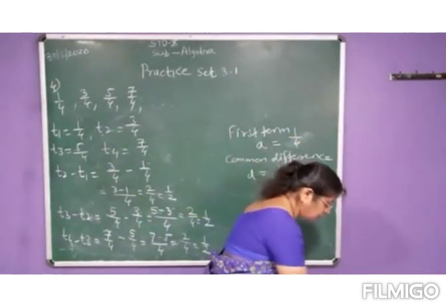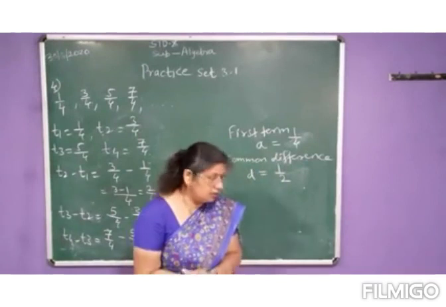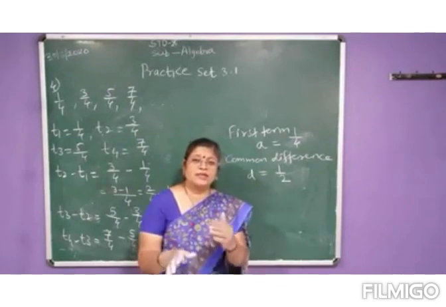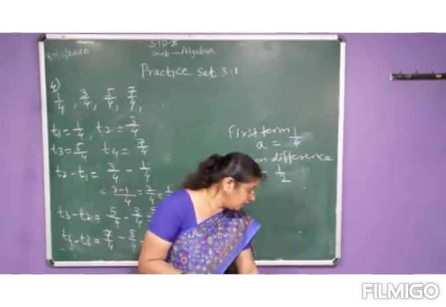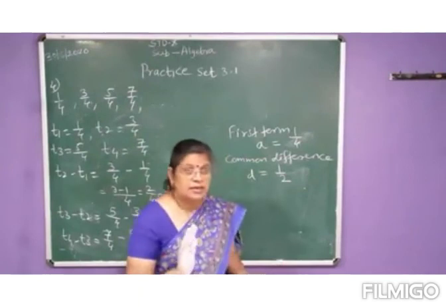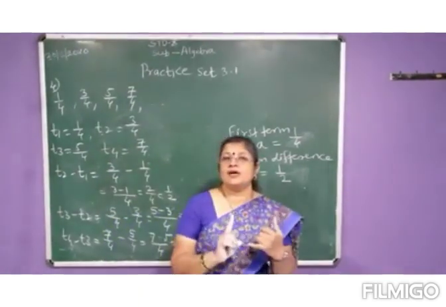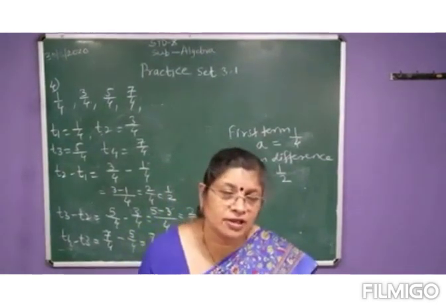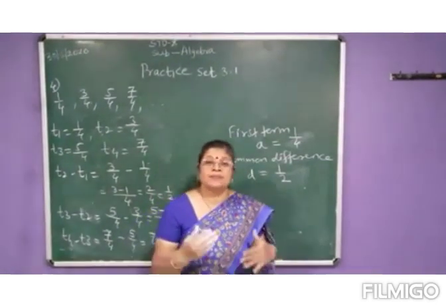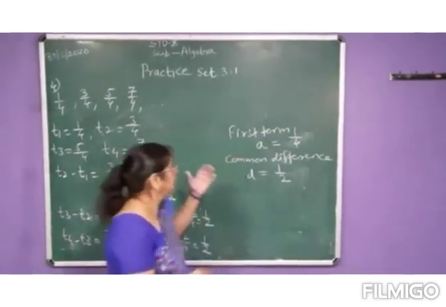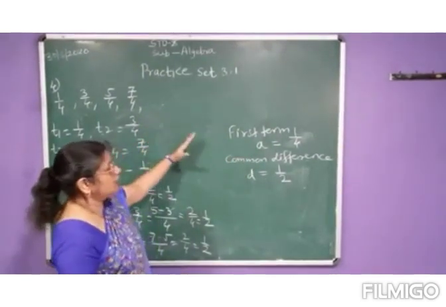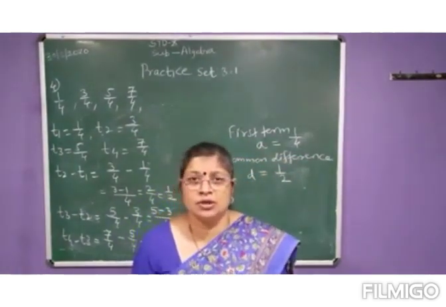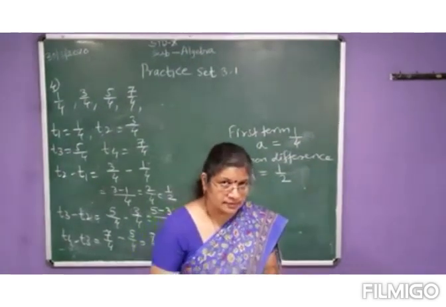Now, in this exercise, what have we learned? First, how to justify whether it is an AP or not, and if it is an AP, how to find the common difference. In the second question, we saw that the value of A and D are given, and you can find the first 4 or 5 terms of an AP, or any terms. Then, in the third question, the AP is given and you have to find the first term and the common difference. So this ends your 3.1 exercise. Thank you.